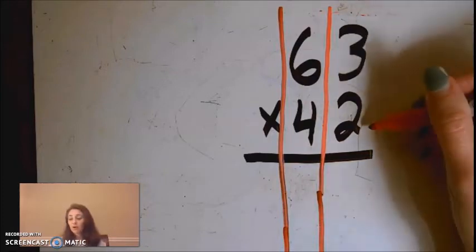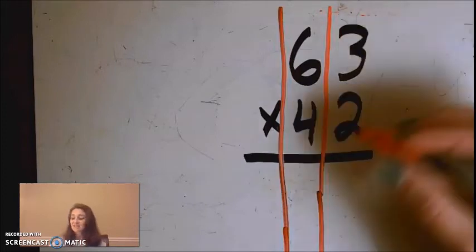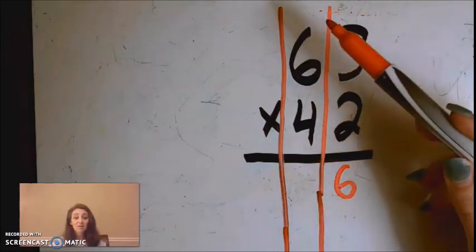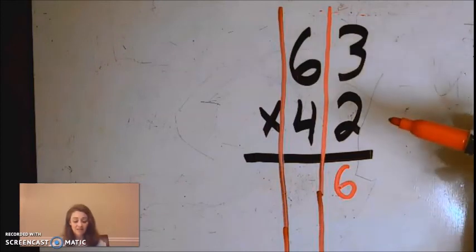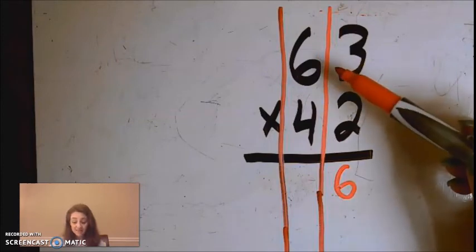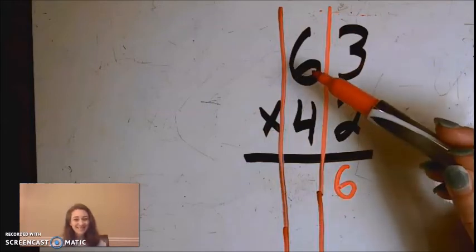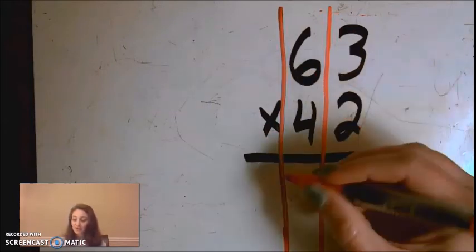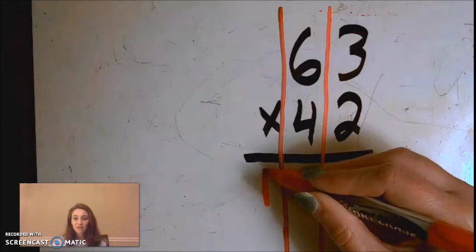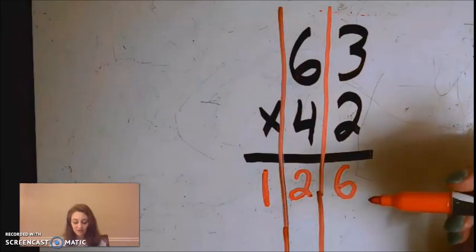First step, bottom ones place times top ones place. 2 times 3 is 6. I don't have anything to regroup, so I'm not going to write anything up here. I just don't need to, so I'm going to move on to my next step. Multiply the bottom ones place times the top tens place. 6 times, I've said that backwards, 2 times 6 is 12. I put the 2 from the 12 in my tens place and the 1 from the 12 in the hundreds place because I'm really multiplying 2 times 60. All right.